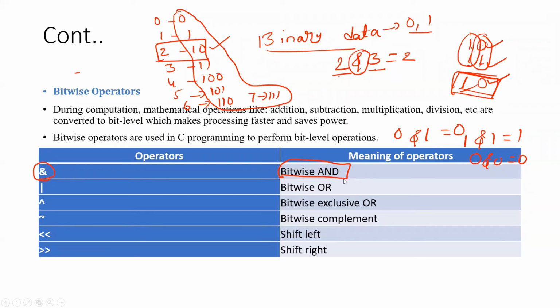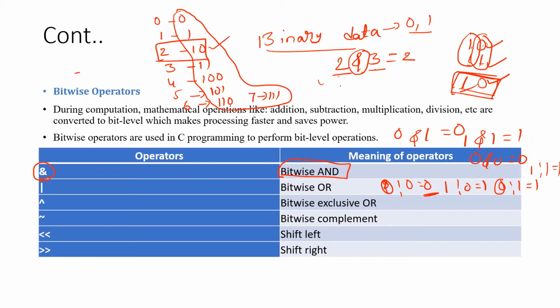Similarly, there is bitwise OR. When it comes to bitwise OR, 0 OR 0 is nothing but 0. 1 OR 0 is nothing but 1. 0 OR 1 equals 1. That means if both bits are 0, then it returns 0. In all remaining cases, it will become 1.